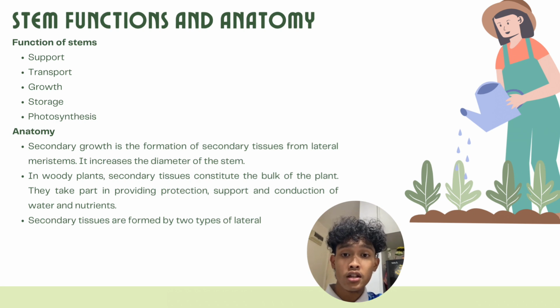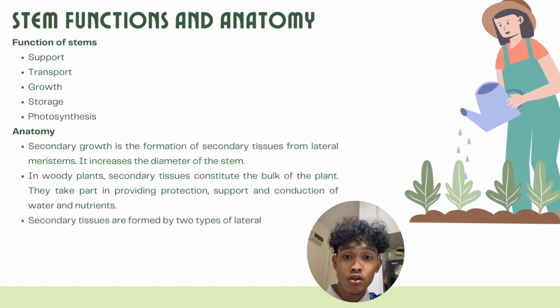The second one is transport. The stem acts like a pipeline. It carries water and minerals from the roots to the leaves through xylem tissue. The next one is it transports food, like glucose, made in the leaves, to the other parts of the plant through phloem tissue.